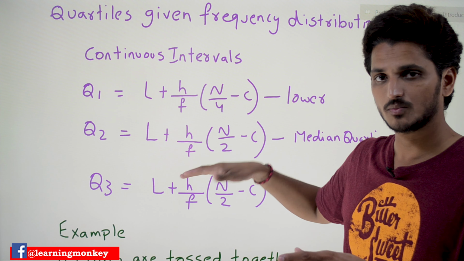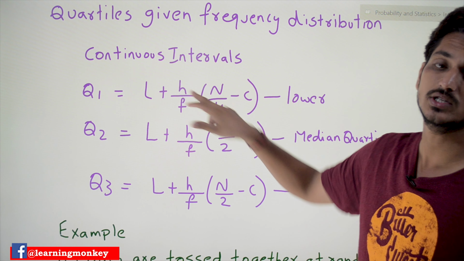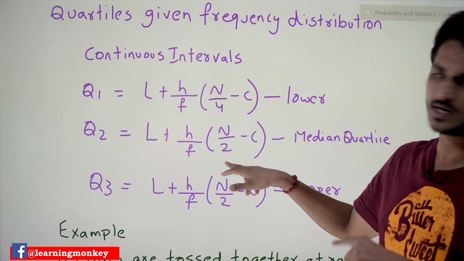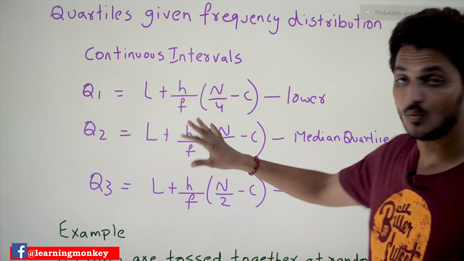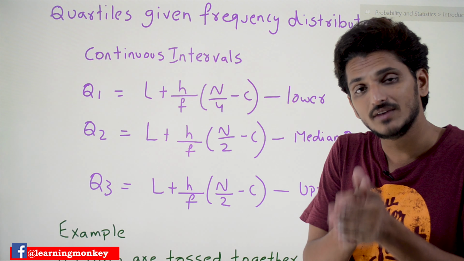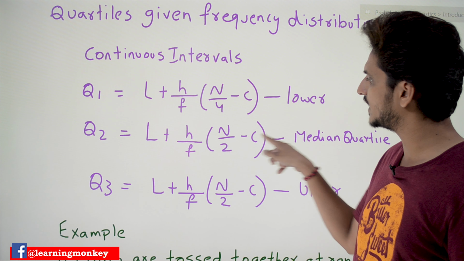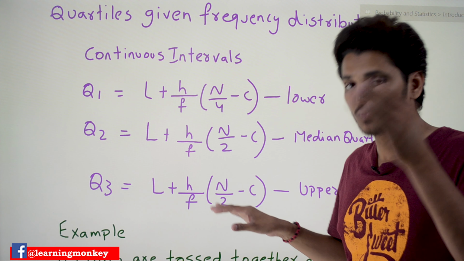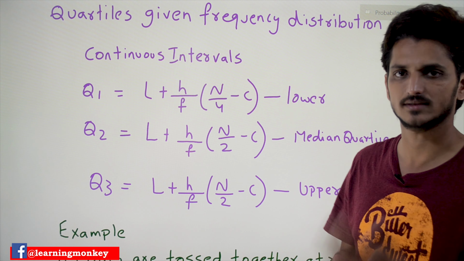If it is continuous intervals and you want to identify the quartile points, Q1 is equal to, this is the equation which we use. Q2 means median quartile. If you want to identify the median quartile, this is the equation which we use. So what's the difference in these equations? We already discussed this equation, n by 2 minus c, when we discussed median given continuous intervals. We are not going to explain why we are using this equation. We clearly explained it in the median given frequency distribution class.